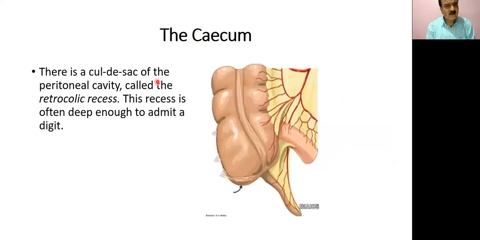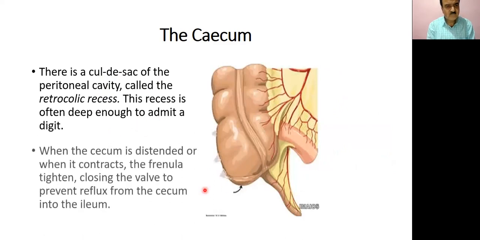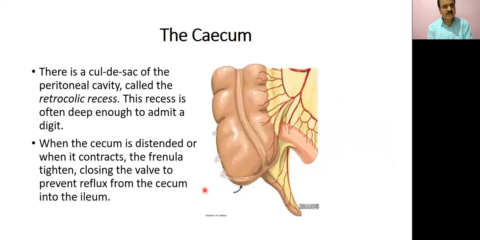There is a cul-de-sac of the peritoneal cavity called the retrocecal recess. So we have this arrow here showing there is a recess, a gap there. This recess is often deep enough to admit a digit. So there is a recess where there can be collection. When the cecum is distended or when it contracts, the frenula tighten, closing the valve to prevent reflux from the cecum into the ileum.